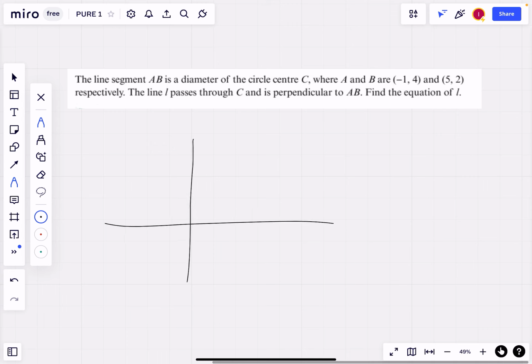So here's my graph. Here's my circle. A is going to be somewhere, let's say here, minus 1, 4. And B is going to be somewhere there, let's say 5, 2. I know it doesn't seem like it, but let's run with it. So this is B and that's A. And it's a line segment, so it goes across. The center of that is going to be somewhere here, and we're going to call that C.